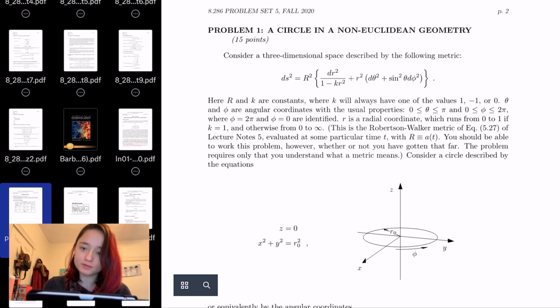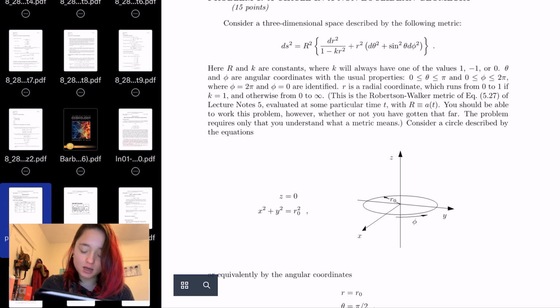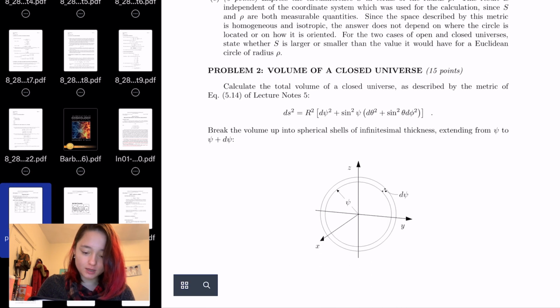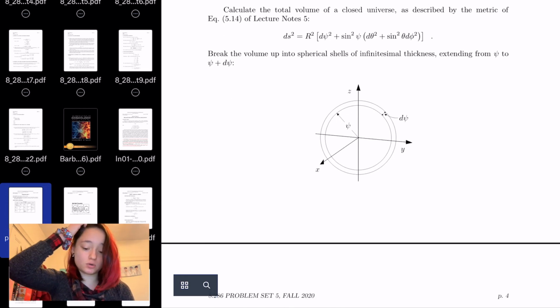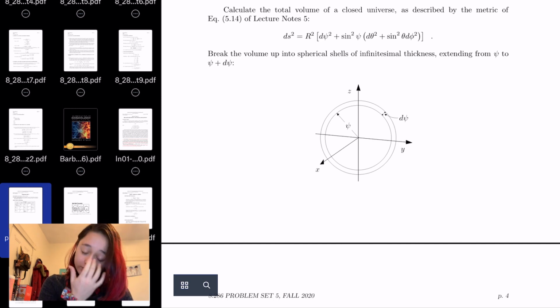A large portion of this class is learning to deal with non-Euclidean geometries, which is basically when you're not working in flat space, so curved space. So there's a problem on that involving a metric. The second problem is the volume of a closed universe. Cosmology deals with learning about different kinds of universes, and this problem involves a closed universe in particular.